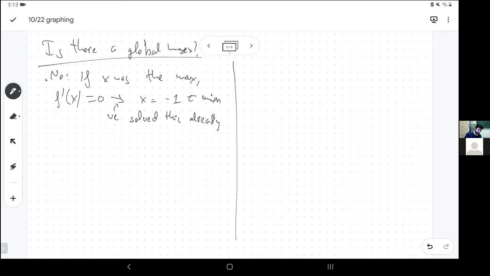You could even find the limit. Actually, this limit is pretty easy, because as x gets large, e to the x gets way larger. This is just positive infinity. The limit as x approaches negative infinity, I don't think we know how to do. We're going to learn how to do it next week though.